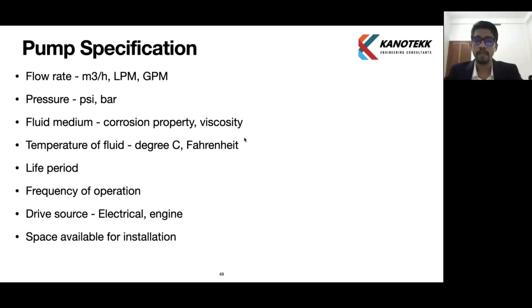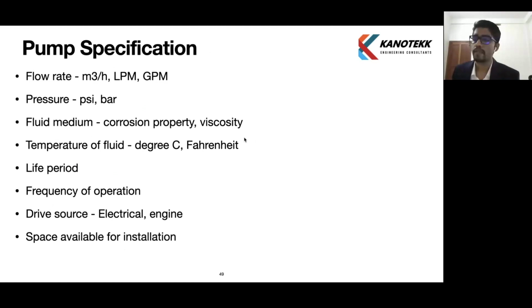Similarly, temperature of fluid affects the pump selection, which is mentioned in degrees Celsius, Fahrenheit, etc. Also, the life period depends on the pump selection. Life period is very important. Frequency of operation, then drive source, whether it is an electrical or an engine driven source. If it is an electrical driven source, if we are selecting a centrifugal pump, we can go for vertical or horizontal type. But if we are going for an engine driven model, we have to go for a horizontal type generally.